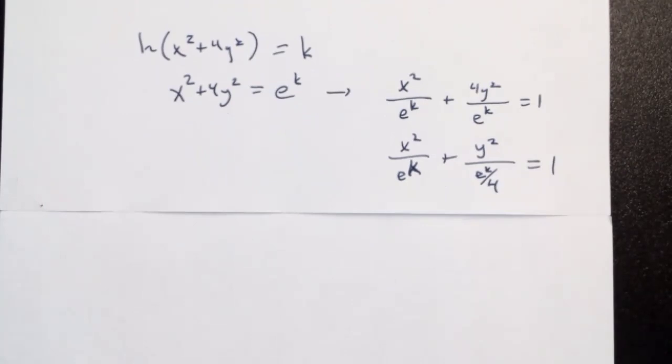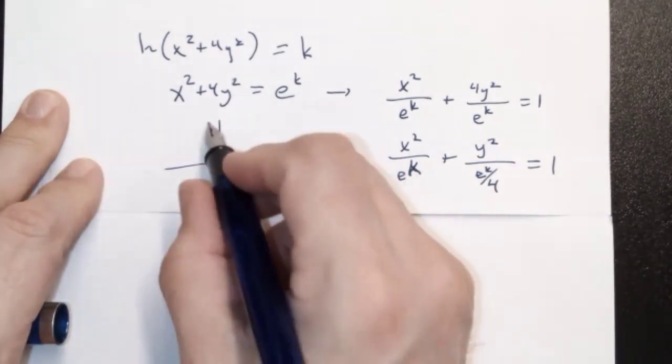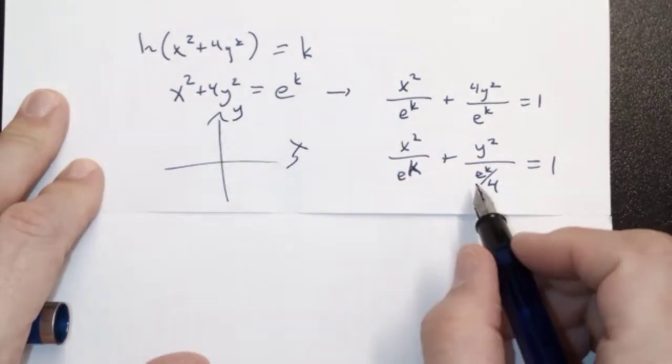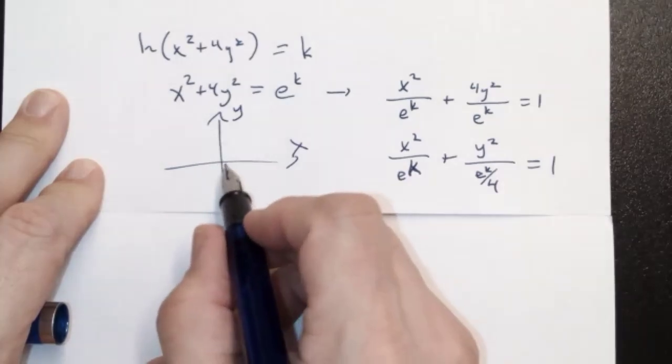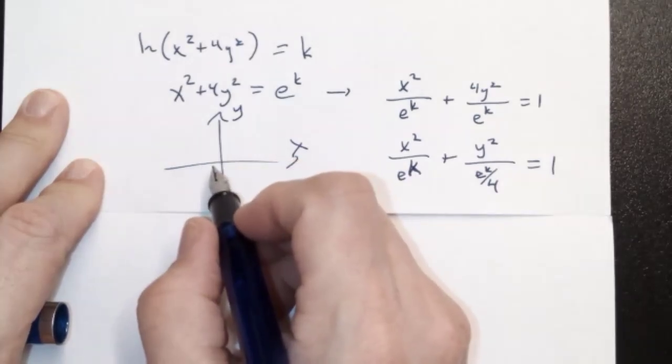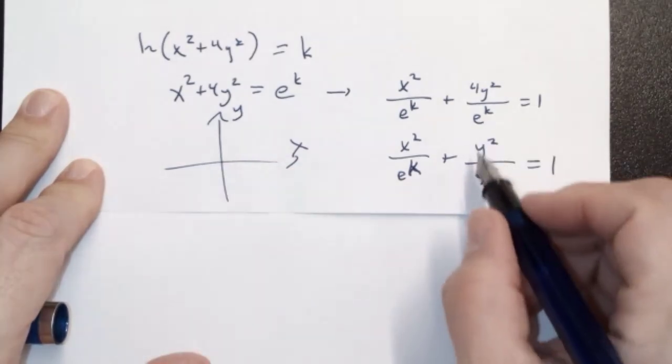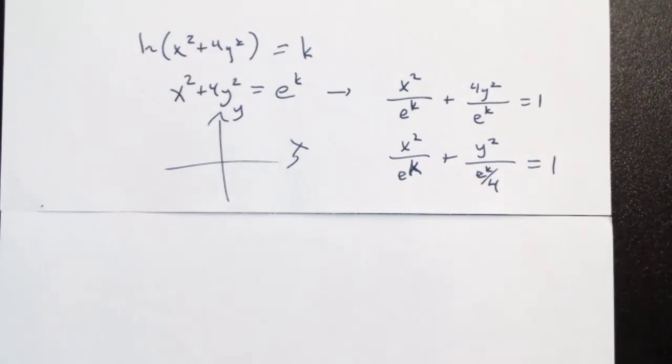Notice though that even when k is negative, e to the k is positive. So we always get a real ellipse. Even when it's way down low, it'll be a small ellipse, but it'll still be a physical ellipse. So my contour map should be a bunch of ellipses that are longer in the x direction than they are in the y direction. And then I will stack these up based on my values for k, and then in 3 dimensions, I'd be able to see that logarithmic piece.